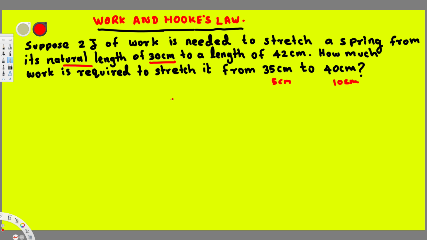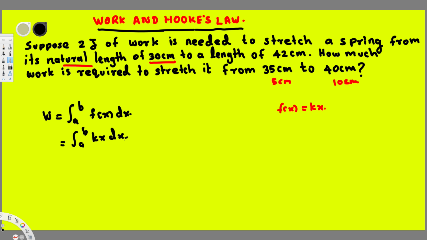Now here we are going to use Hooke's law. In Hooke's law, f of x is going to be kx, right? Now to find the work, we use this equation, that is work is equivalent to integral a to b f of x dx. So in a spring system we use Hooke's law, that's going to be integral a to b kx dx.